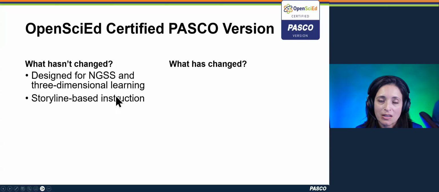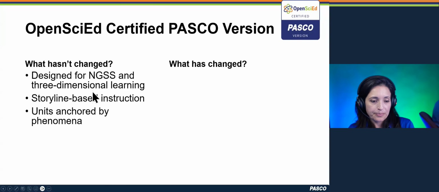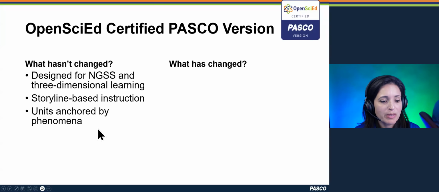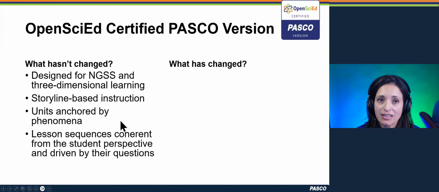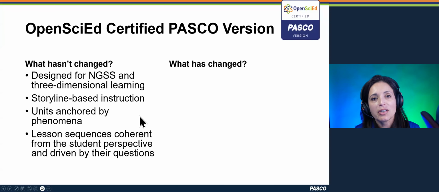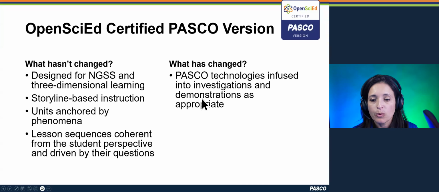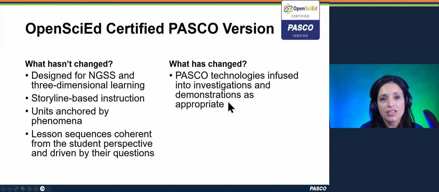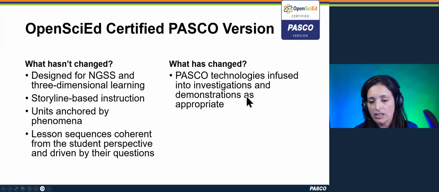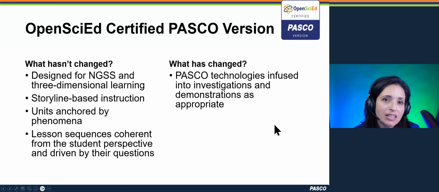It's still storyline based, like we just talked about with that same instructional model. The units are anchored by phenomena, and the lesson sequences are coherent from the student perspective. It's driven by questions, and it is student-led figuring out. What's different? We've added technology, in some cases technology and other products, to modify the demonstrations where it makes sense to add the technology.